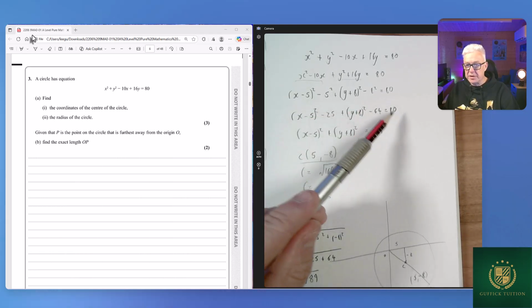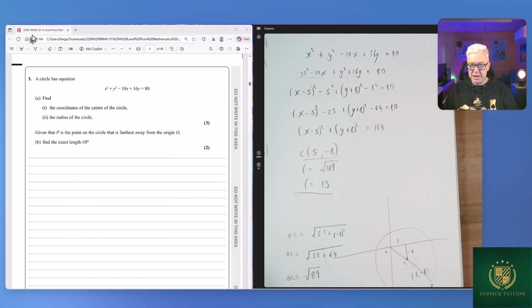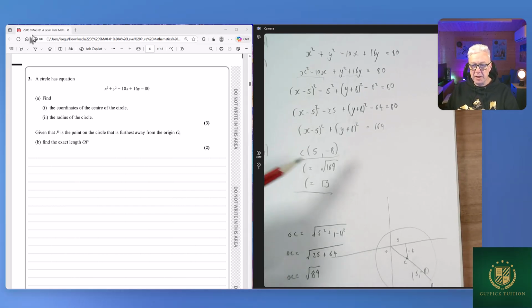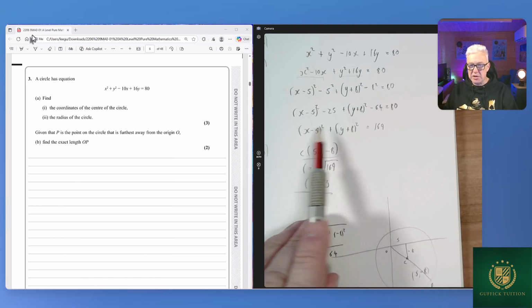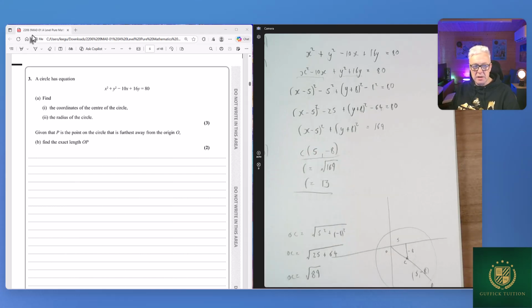Bring the numbers over to the right hand side, giving us 169. So that 169 is our radius squared. So the radius is the root of 169, which is 13. And the centre of the circle, remember we changed the signs in the brackets, so 5, minus 8. So that's part A done.